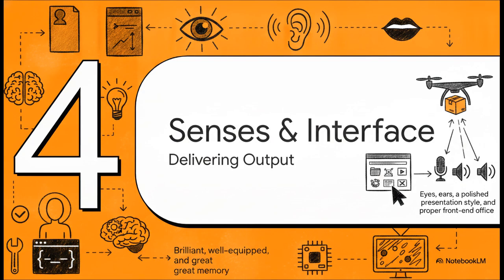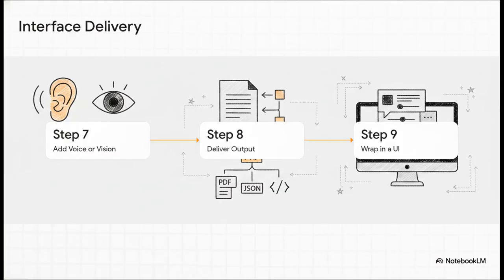Phase 4. Senses, Interface, and Delivery, bringing the agent to life. Okay, so our employee is brilliant, they're well-equipped, and they have a fantastic memory, but right now, they are trapped inside a command line terminal. It's time to give them eyes, ears, polished presentation style, and a proper front-end office.